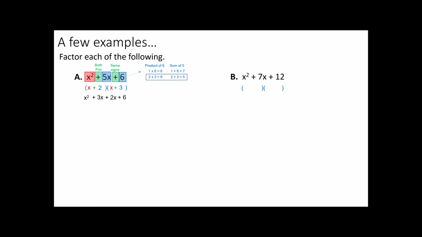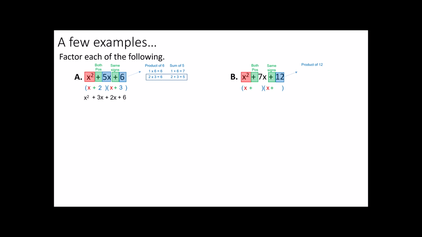I know, since it has an x squared at the beginning, that I have to have an x times an x. I also know that my signs are going to be alike because the last term, the constant term, is a plus. And I can tell you that they're both going to be positive because the middle term is a positive. So I know this has to be x plus something and x plus something. And I know these two things have to multiply together to give me a product of 12.